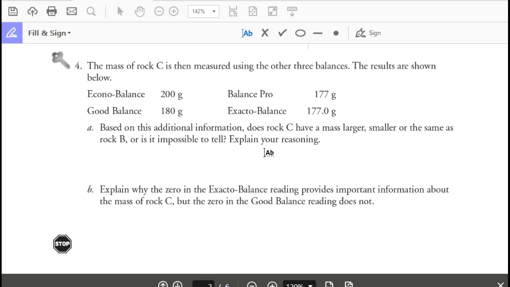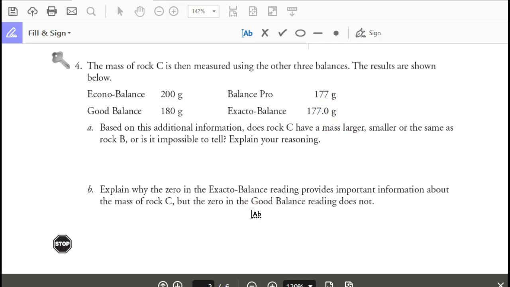So it looks like between the 2 best quality ones, the Balance Pro and the Exacto balance, this one's reading at 177. This one's reading at 177.0. So it looks like rock B has a greater mass by 0.1 grams. But the last digit in the measurement is uncertain. So I guess you can say, because this is always a guesstimation, that it's impossible to tell since this is an estimated digit.